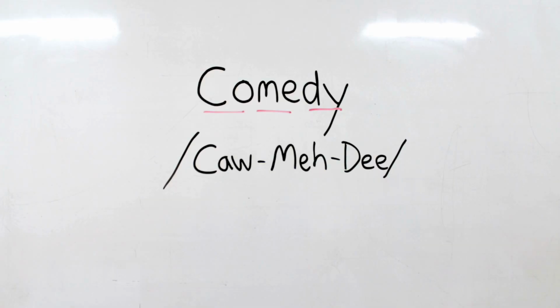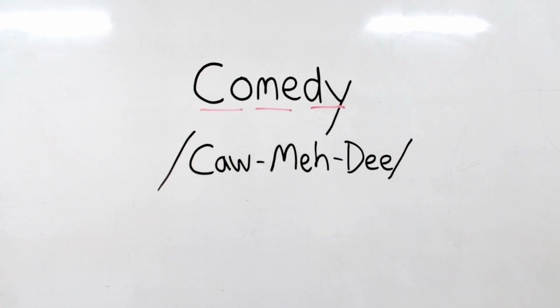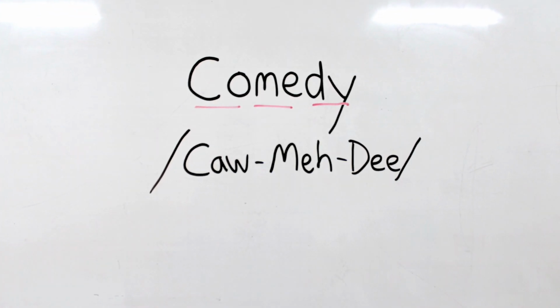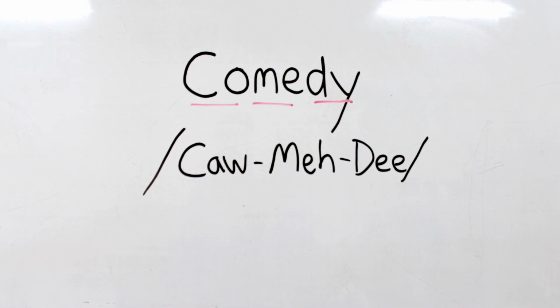A syllable is a sound. It's just one sound. When I say a word like comedy, and comedy has 3 syllables, that means there are 3 sounds that make up the word comedy. And you can hear them. Ka-me-di. Comedy. 3 syllables.